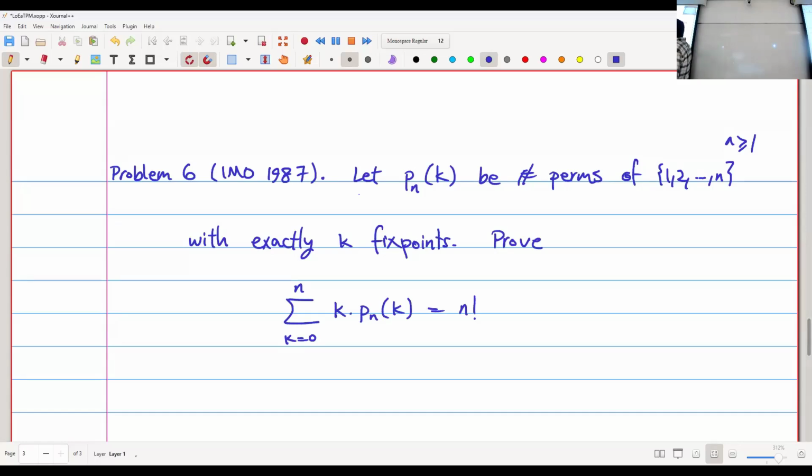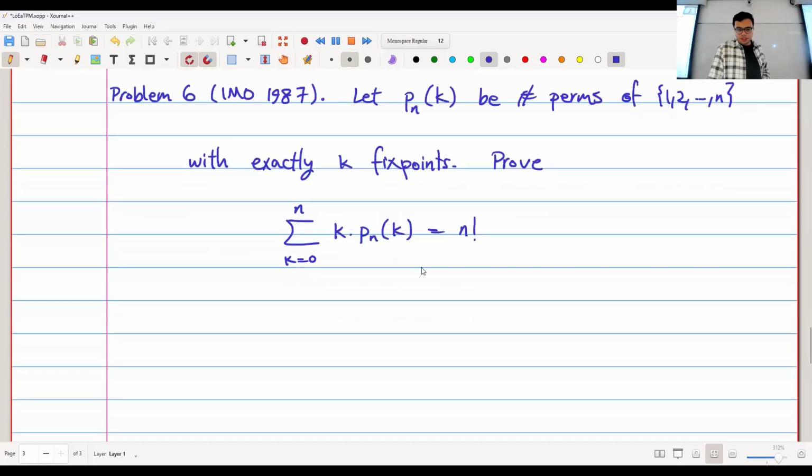Again, P n k is the number of permutations of the set 1, 2, to n that have exactly k fixed points, that have exactly k of the items in their own position. We want to find this sum. Well, there is no probability here, so I can just think of it as a counting problem. I want to count something in 2 different ways, so that on the one hand, it's just n factorial, on the other hand, it's this thing.